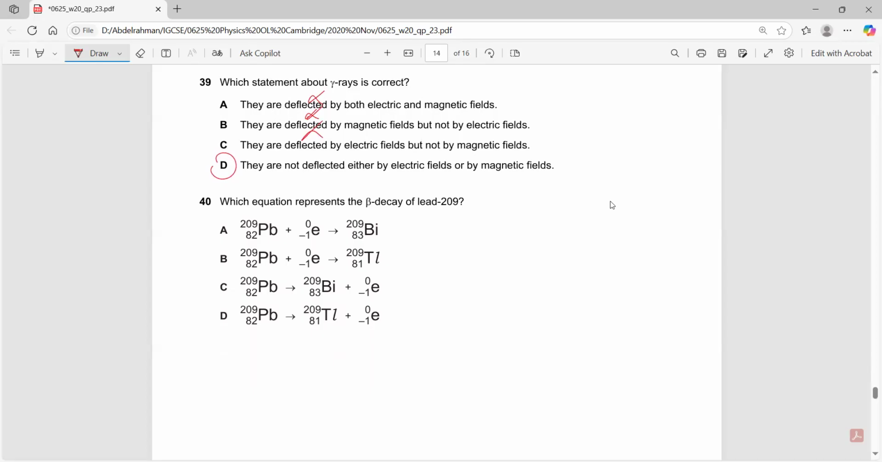Which equation represents beta decay of lead? So A and B are wrong. Why? Because the beta particle, or the electron, should be on the other side of the arrow. Now, lead is 82. It should produce something with a greater proton number. Proton number should increase. It should be 83, not 81. So it is C. Okay.